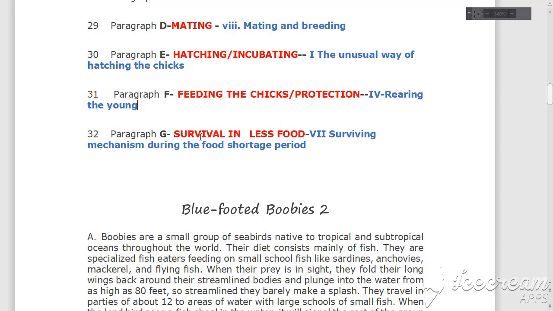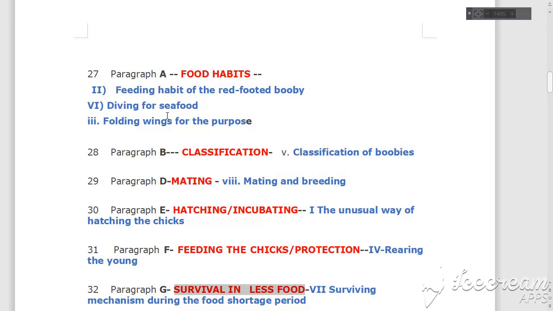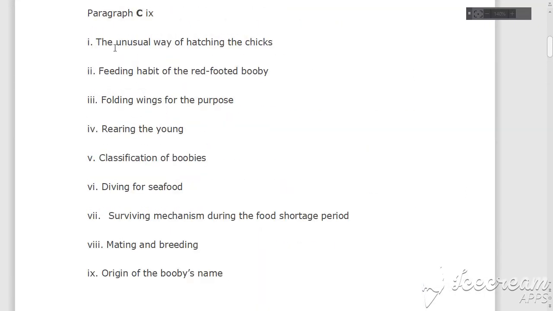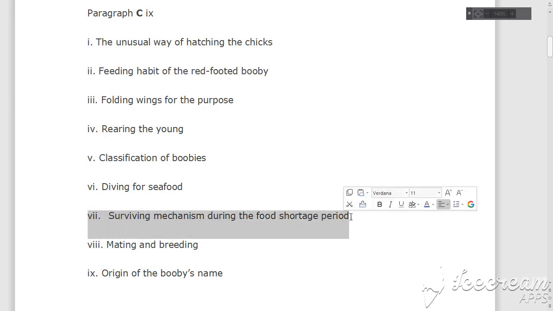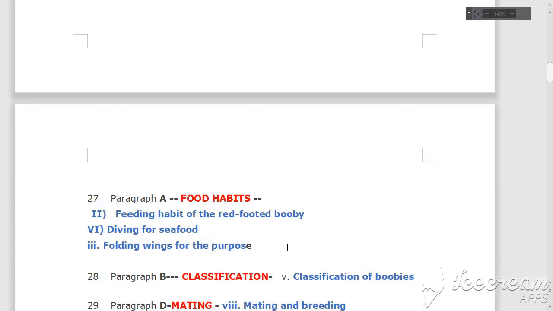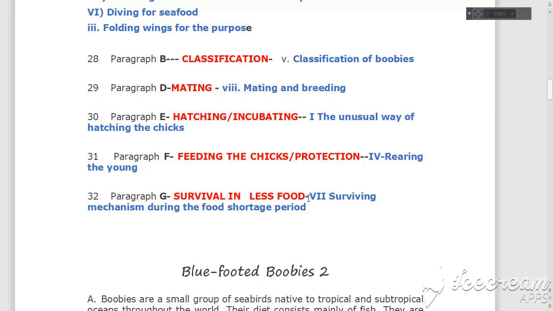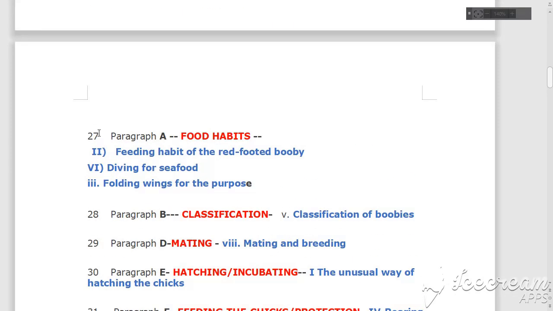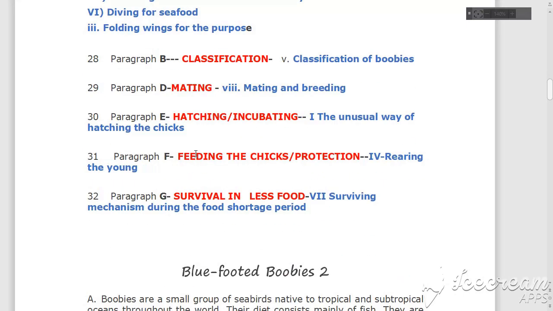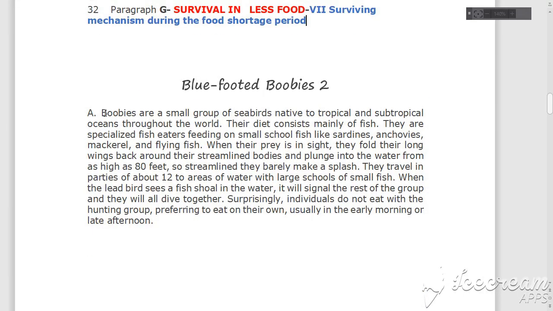For the next paragraph, we write survival in less food. So let's see. I think there is only one option. This option number 7, surviving mechanism during the food shortage period. So we are 100% sure that its heading should be this one. Okay, so now we are left with only one. For this one we need to read a little bit more. So let's read the paragraph again.